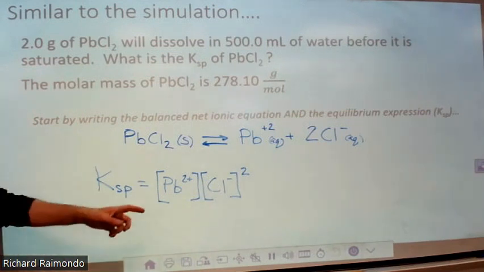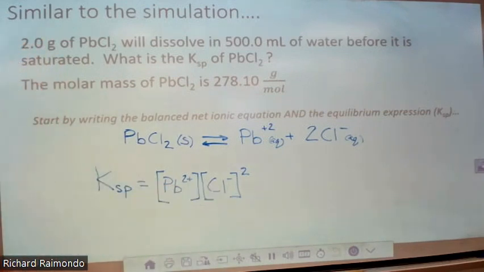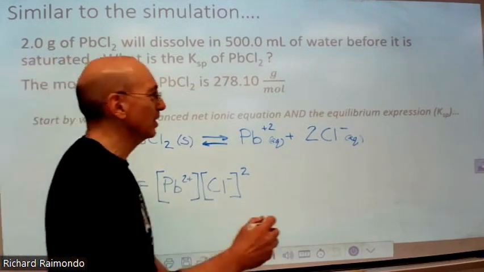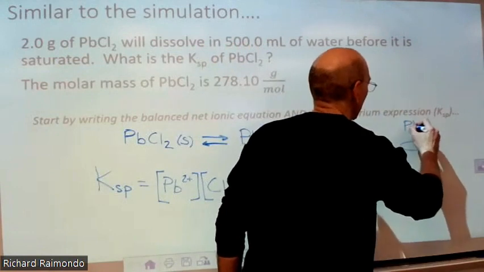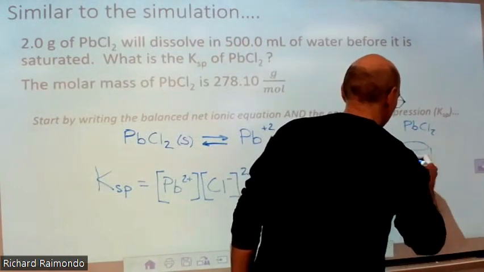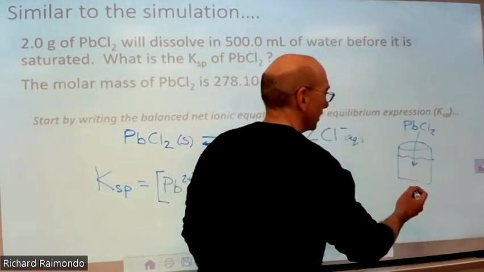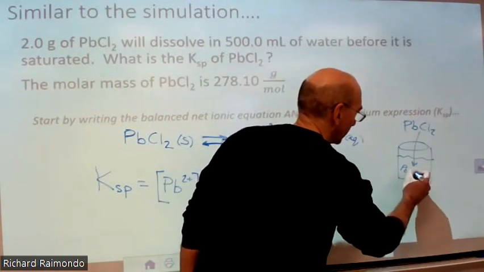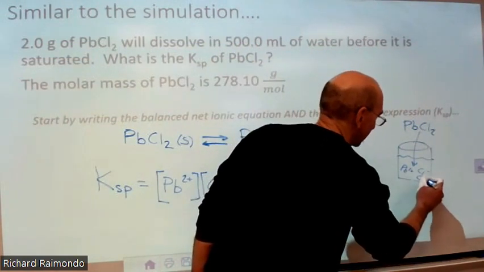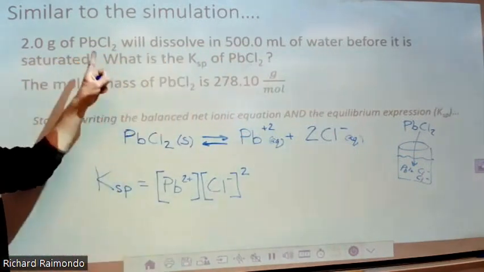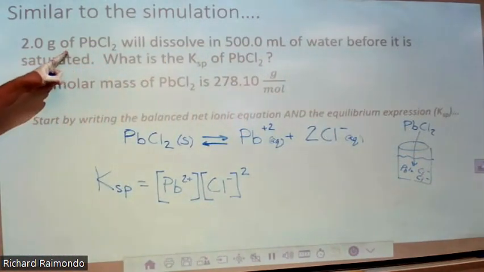All right. So how do we get these concentrations? What do we know about PbCl2? Let's draw a little picture. We put PbCl2 into water. What happens to it? It separates into Pb2+ plus Cl-, Cl-. How much of this can I dissolve? Well, it says 2 grams per 500 milliliters.